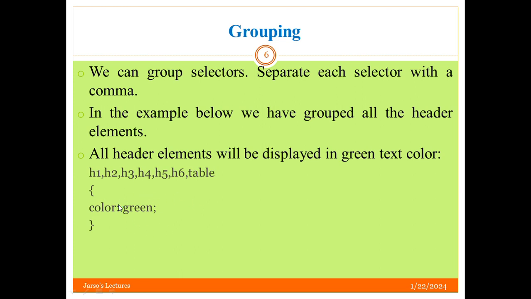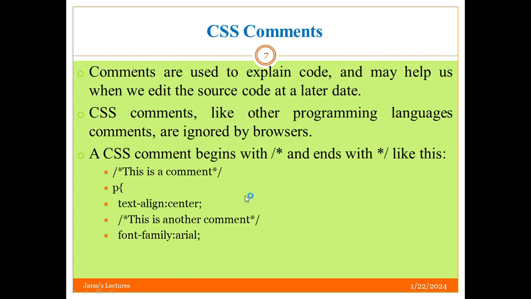We can make it black, we can make it red, we can make it yellow. So this is the way of grouping. We can group selectors, and then we can style them together in one style sheet. This is what grouping means.